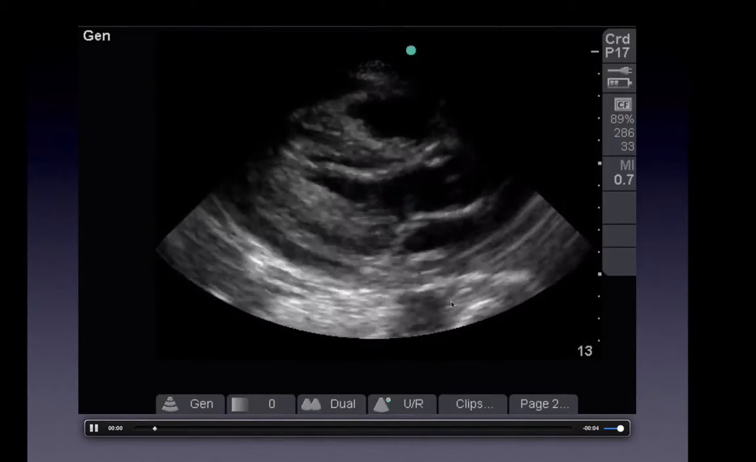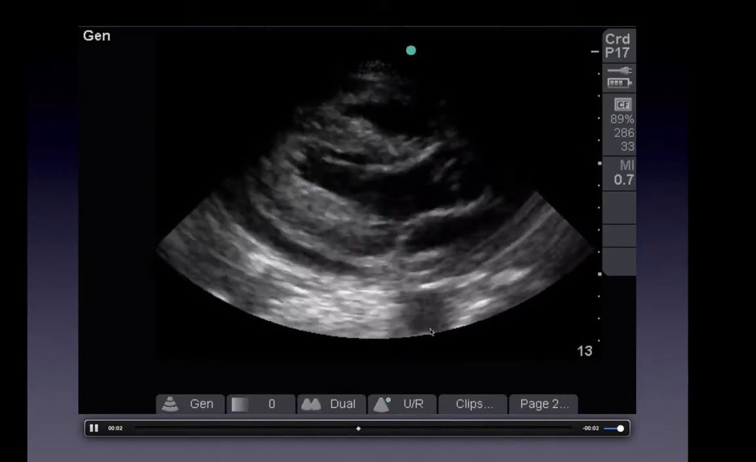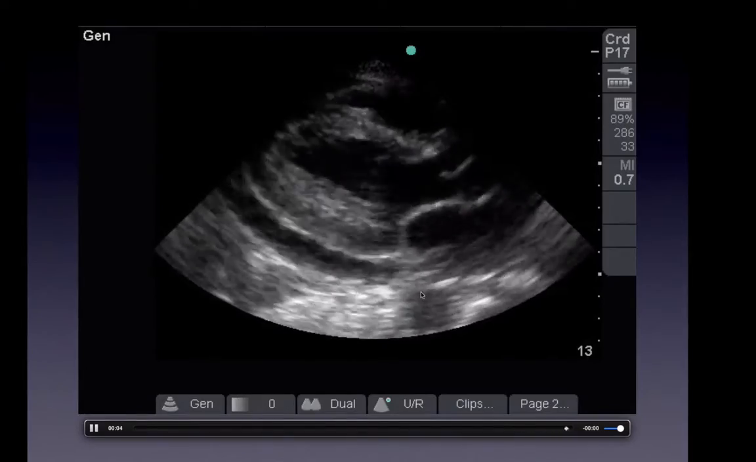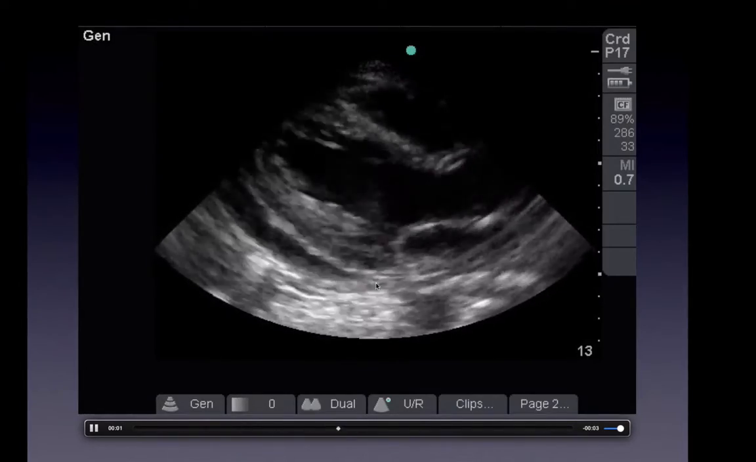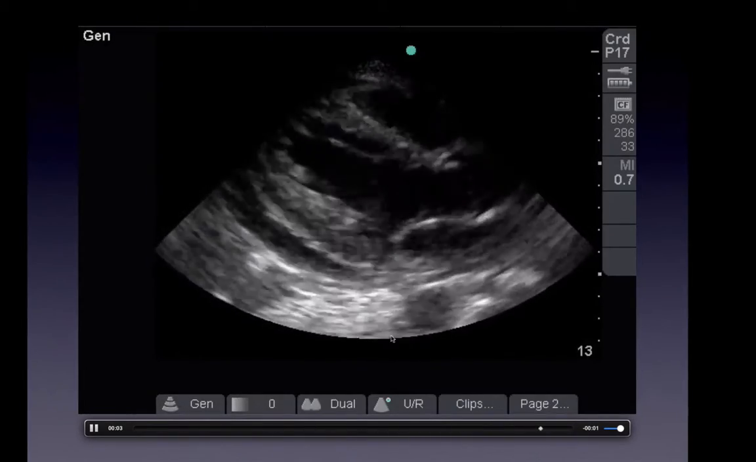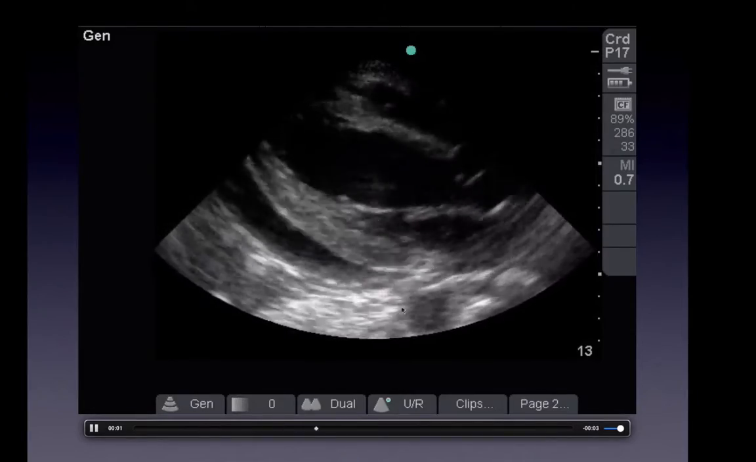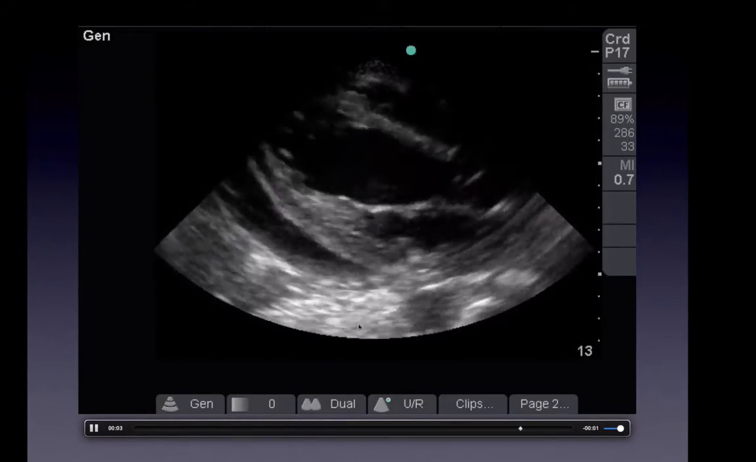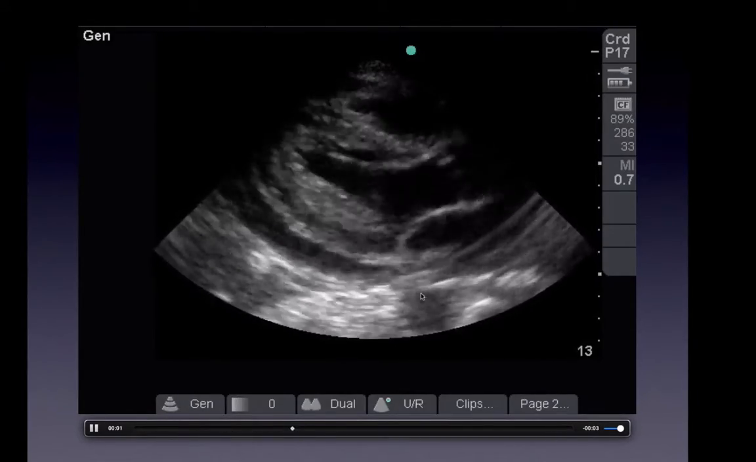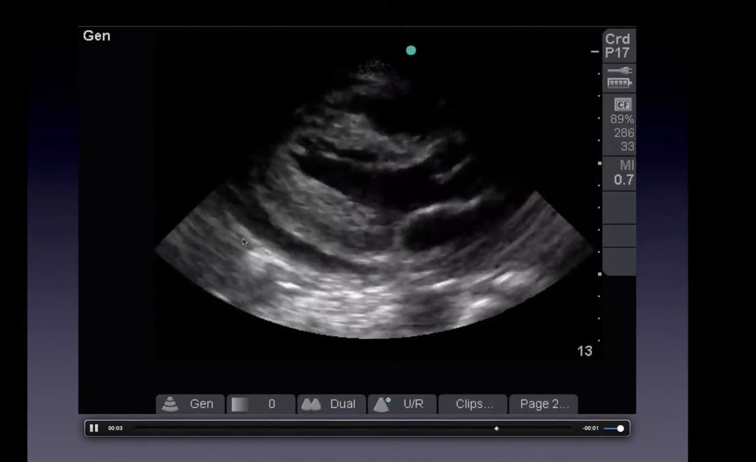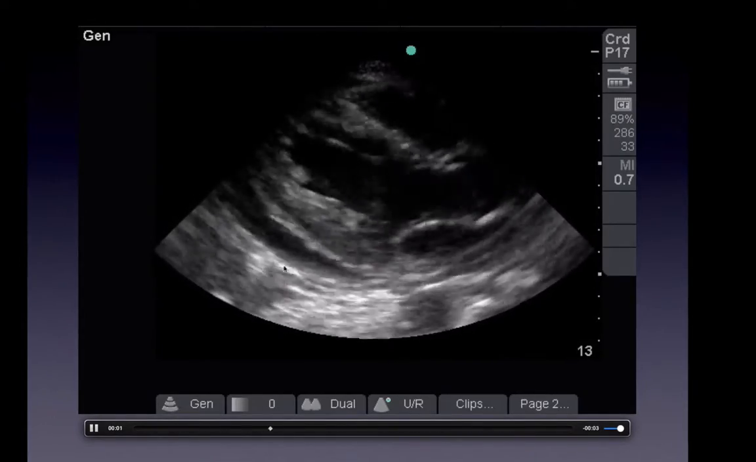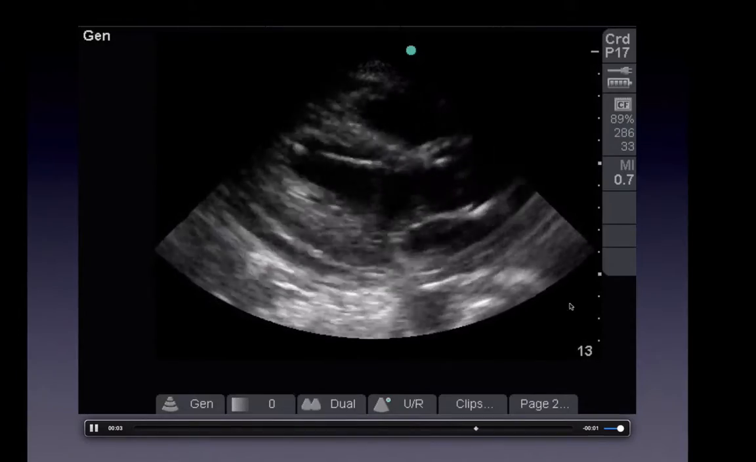We remember that the descending aorta is our landmark. So if you have fluid above the descending aorta, that's pericardial. If you had fluid down here below the aorta, that would be a pleural effusion. And I've seen patients with both pathologies, but that's our reminder.